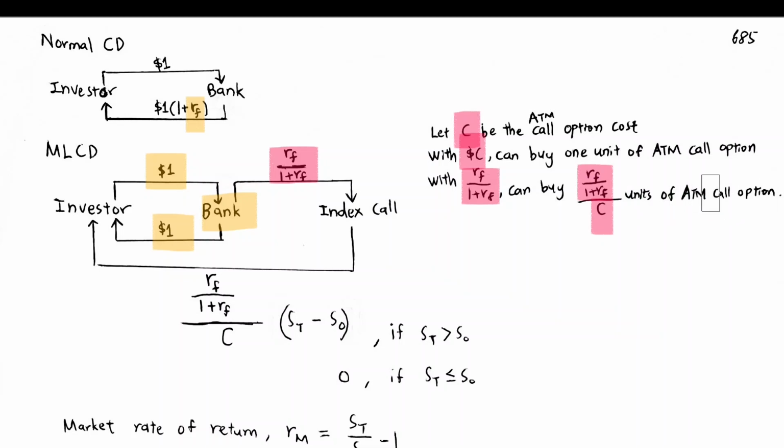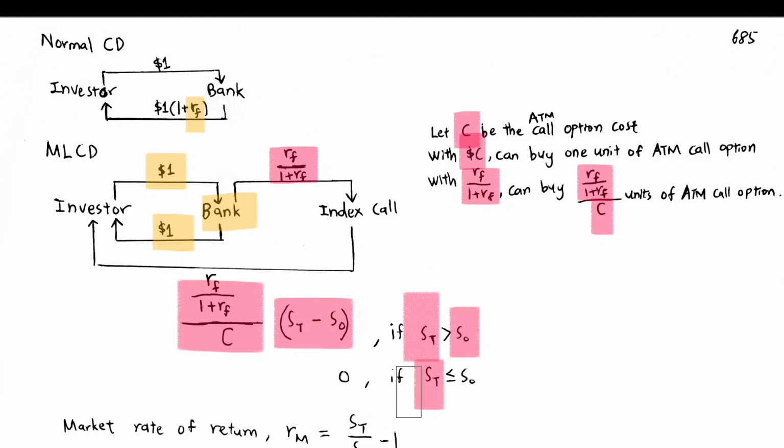Having this amount of call option in the future, let's say the stock price at time T is greater than the stock price at the present moment. In this case, the investor will get the profit of number of units of the call option multiplied by the increase in the stock price. But let's say the stock price is equal or less than the present price, then the investor will get nothing out of the index call.